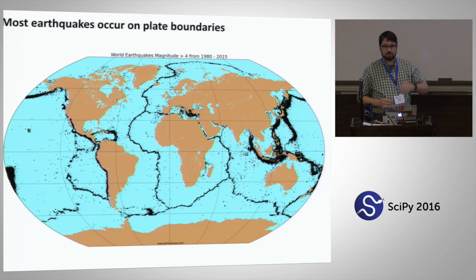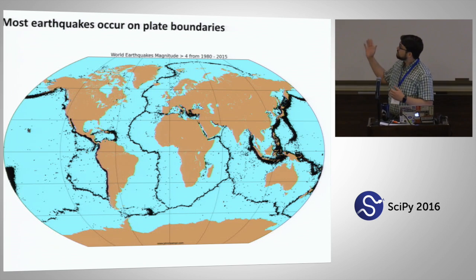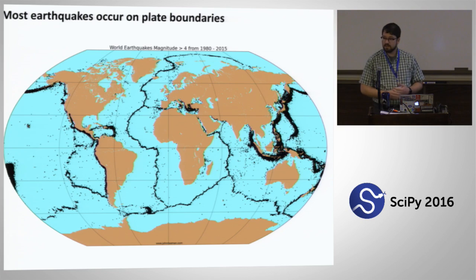So the very basics of earthquakes. We have about a dozen tectonic plates that make up the globe, and earthquakes generally occur at the intersection between these plates where they subduct or push beneath each other, or slide past each other. We've got the major earthquakes, the ones that would matter, you could say, from 1980 to 2015 plotted here. And you can see those plates outlined pretty well.